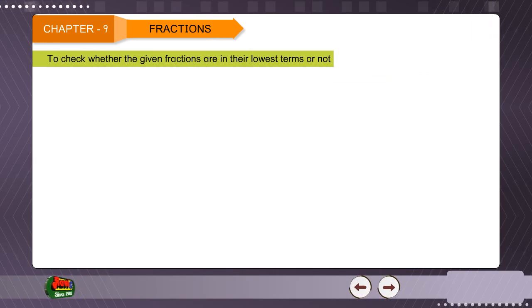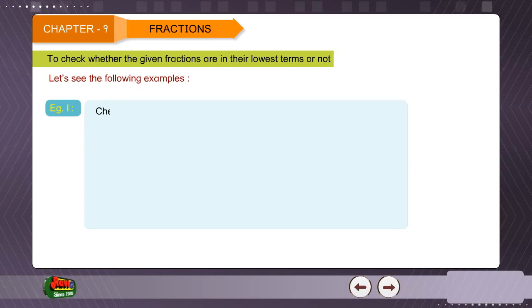To check whether the given fractions are in their lowest terms or not, let's see the following examples. Example 1. Check whether the fraction 5 by 8 is in its lowest terms.